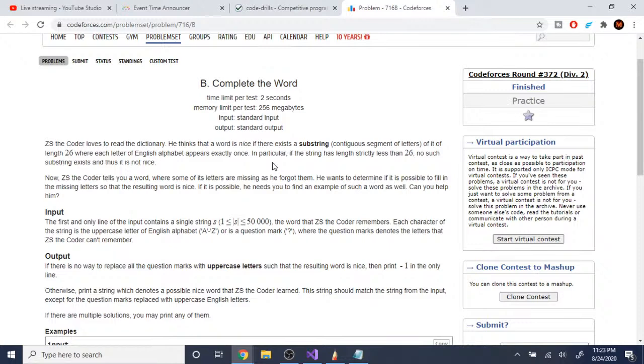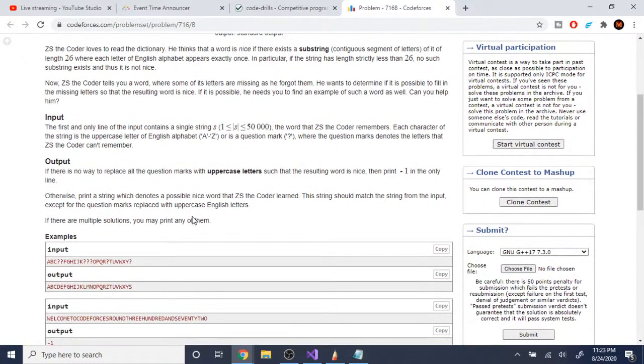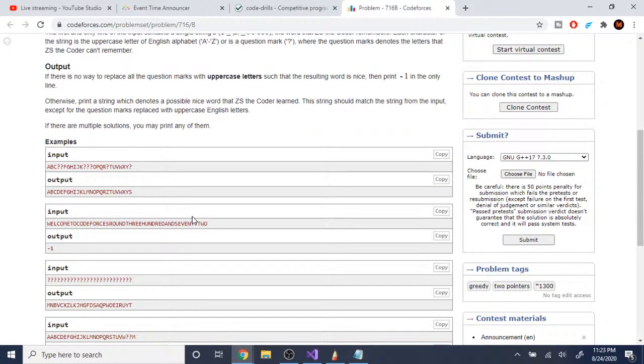Okay, so we need to fill in a substring for all the words that are not possible. So, yeah, okay. I don't know how this is difficult.